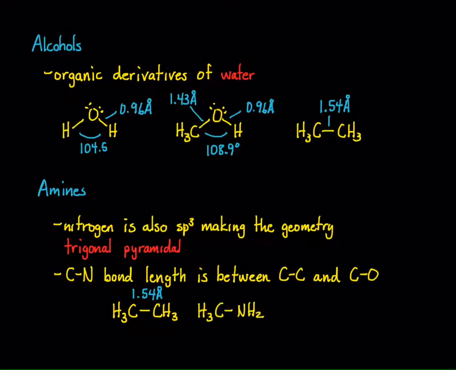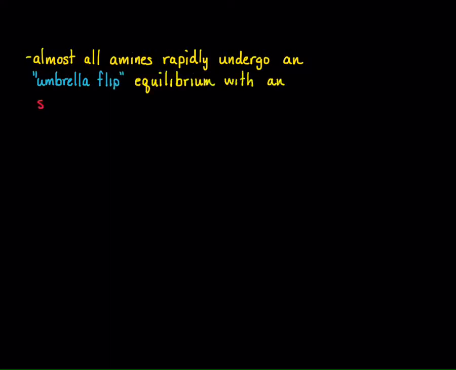If I compare that to methylamine, the bond length of the carbon-nitrogen bond is 1.47 angstroms, and of course I already talked about methanol being 1.43 angstroms, right? So you see as we move toward a more electronegative element, the bond length decreases. Now, one of the cool features about amines is they undergo what's called an umbrella flip equilibrium with an sp2 hybridized nitrogen in the transition state. What do I mean by this?